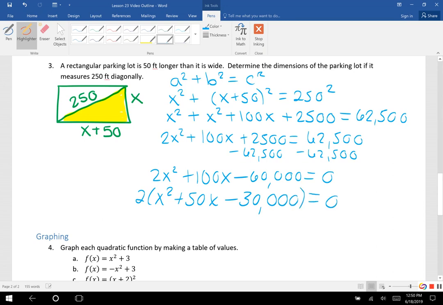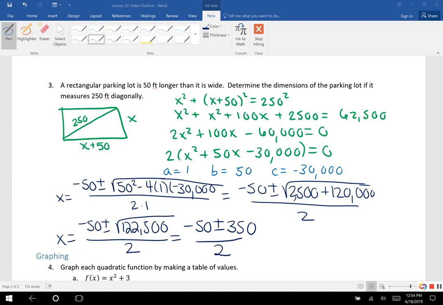We can try to factor this, or you're welcome to use the quadratic formula. 30,000 is kind of a hard number to factor, just because it's so large. I feel like we probably could factor this, but even though these numbers are a pain to work with, I think I would use the quadratic formula. So that means my A is 1, my B is 50, and my C is negative 30,000. And I'm going to plug all of that into my quadratic formula.